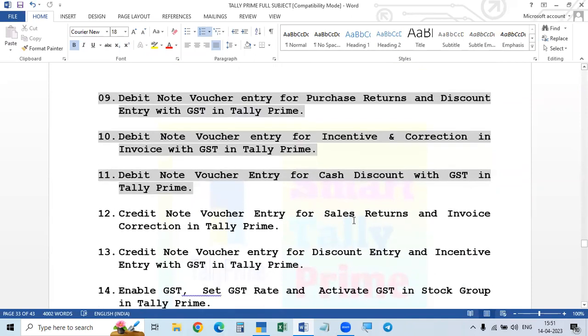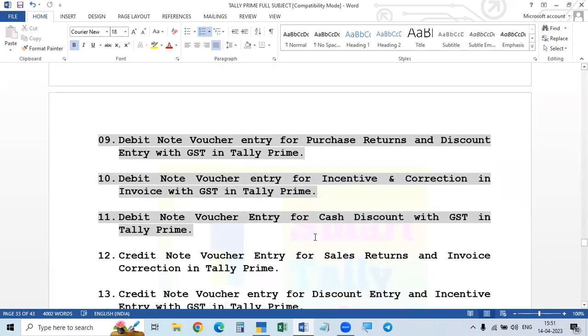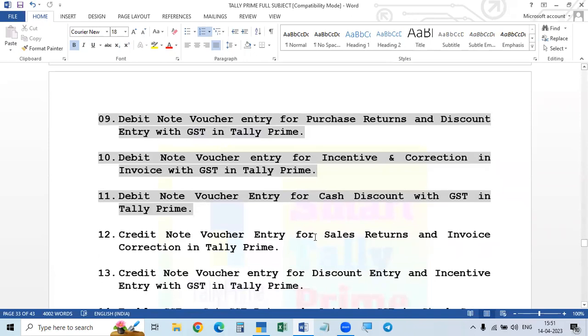And it does not mean that the seller will always issue only a credit note. Sometimes he will issue a debit note also, just like the buyer. For some reasons, he will issue the debit notes, and for some reasons, he will issue the credit note also. Similarly, the supplier will always issue a credit note, and sometimes he will issue a debit note also for some purposes, just the opposite of the buyer.